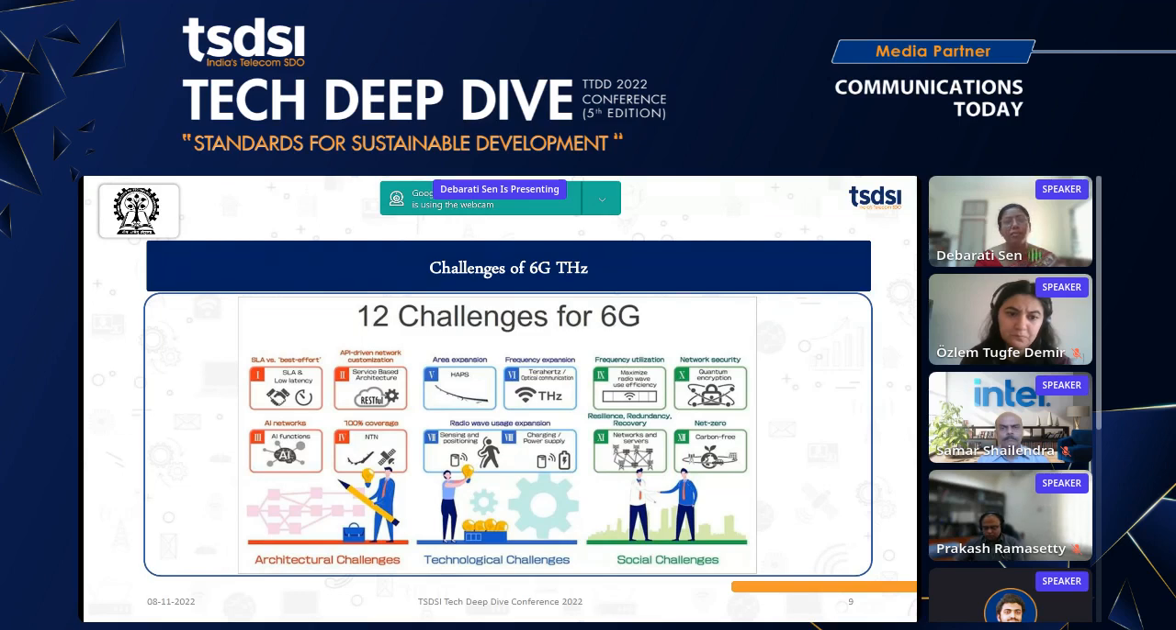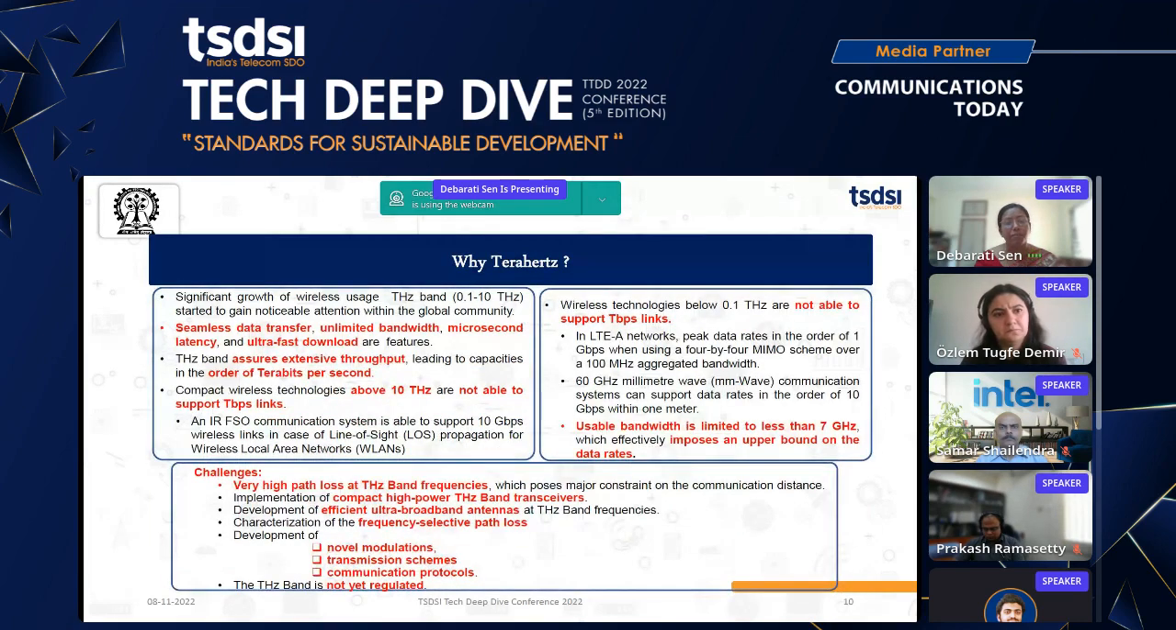Technological challenges will be about area expansion, frequency expansion, radio wave usage expansion and all those. The frequency utilization, the carbon-free environment creation, the encryption, which is network security driven by quantum encryption, and resilience, redundancy, recovery. These are some of the social challenges that we have to ensure. Security and energy efficiency will also be very important pillars for such system designs.